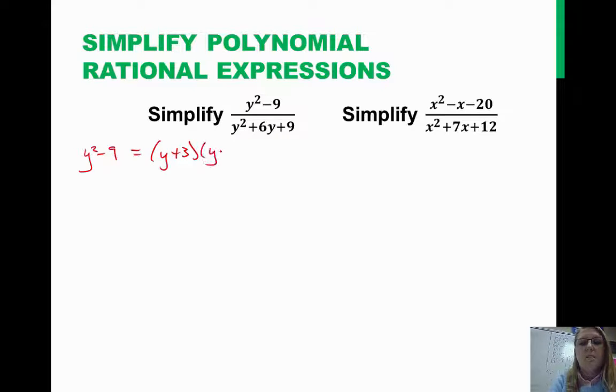and y minus 3. If you remember, this is the same as a perfect square binomial, and so because of that, we can take the difference of the squares. So here we have that.